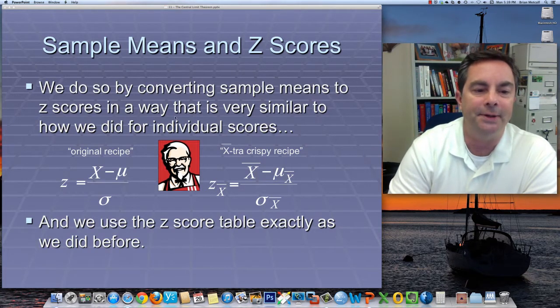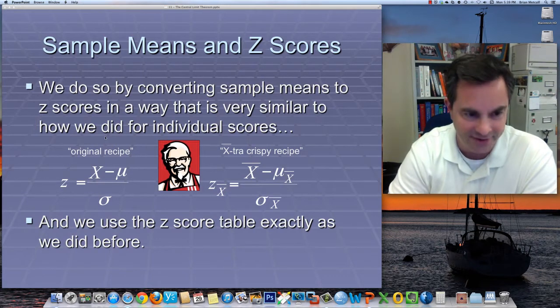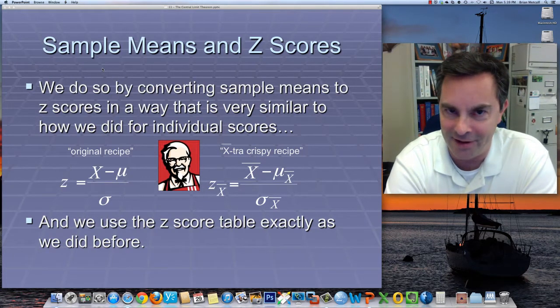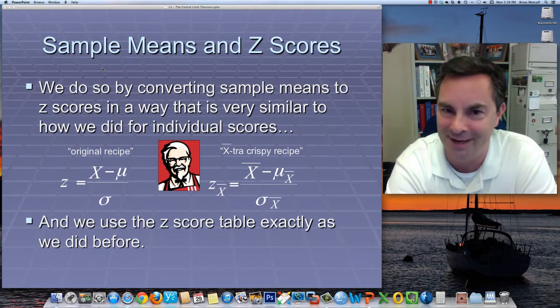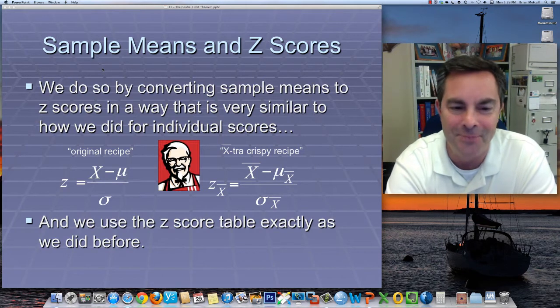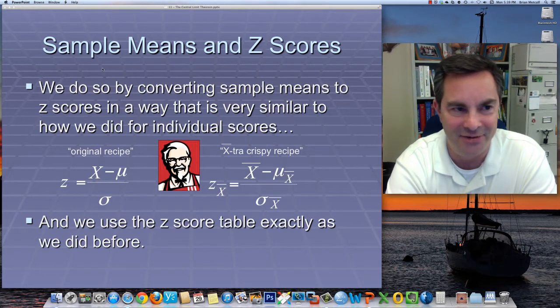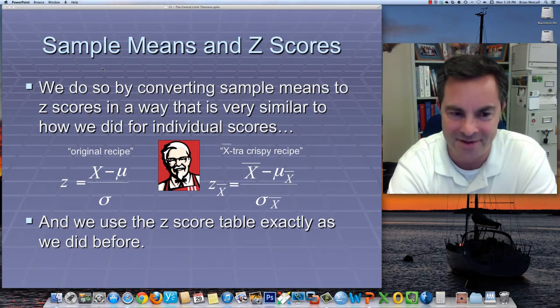Up till now we've been using what I'm now going to call the original recipe. I'm old enough to remember when KFC used to be called Kentucky Fried Chicken. I bet some of you didn't even wonder what KFC stood for. It's been KFC for a lot of years now. Years ago they decided that maybe the word fried had a bad connotation, or maybe they thought Kentucky had a bad connotation. I don't know. They didn't want to go by Kentucky Fried Chicken, so they just changed their moniker to KFC.